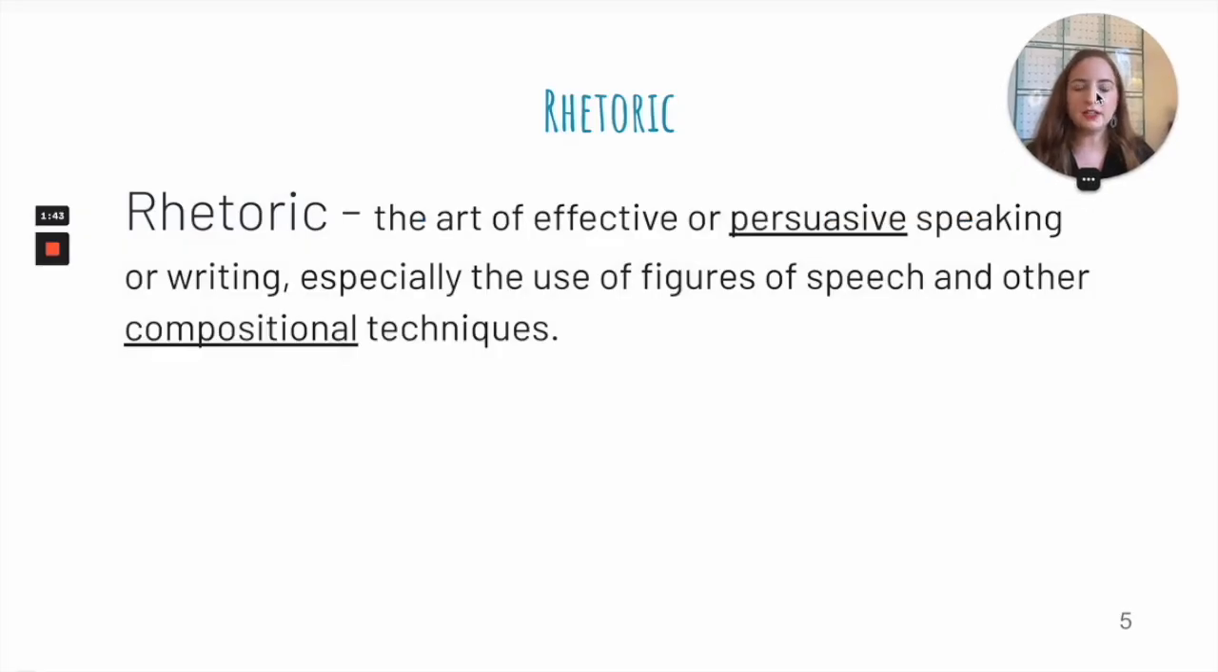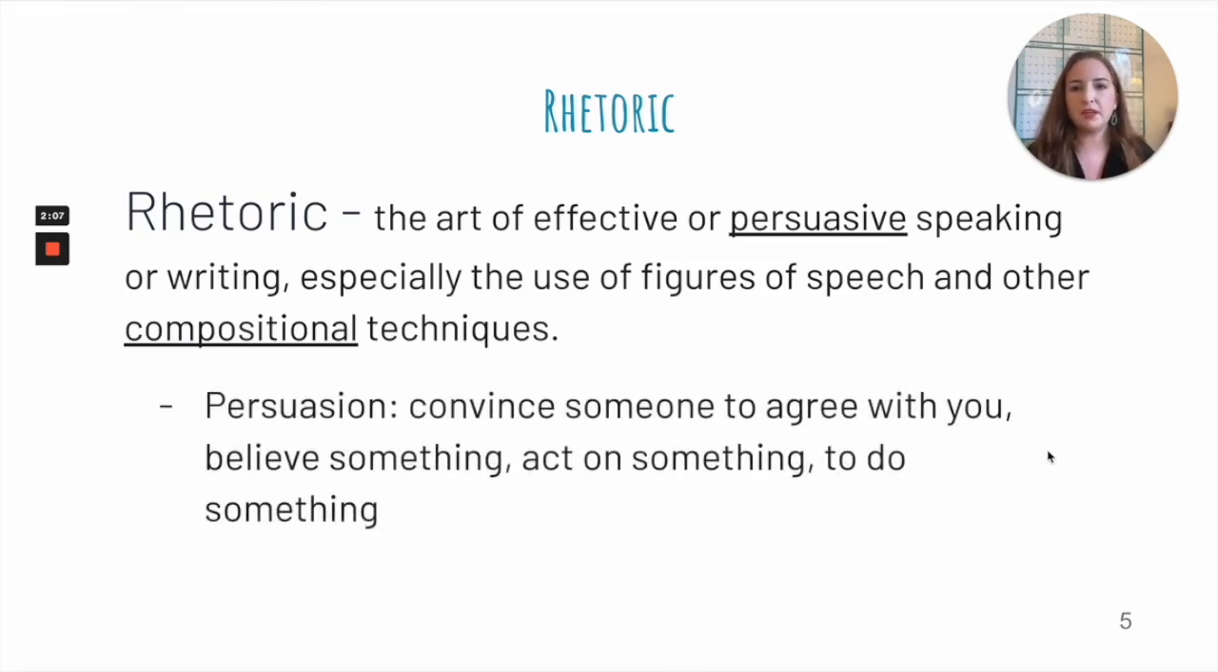First, what is rhetoric? Well, rhetoric is the art of effective, persuasive speaking and writing, especially using figures of speech such as rhetorical devices and other compositional techniques to create persuasive speaking, writing, etc. When we're talking about being persuasive, that means you're trying to convince somebody to agree with you, to believe something, to act on something, to do something, to understand something better.